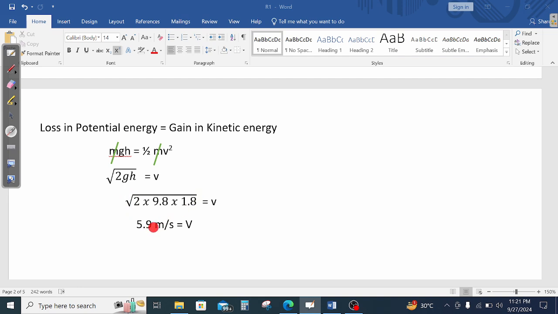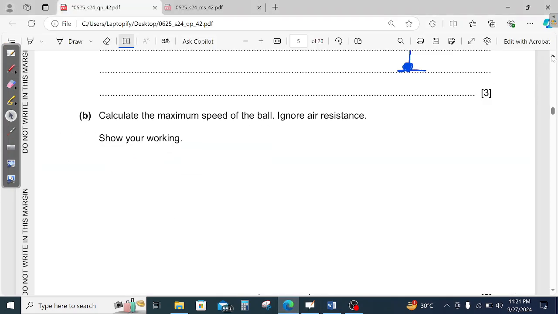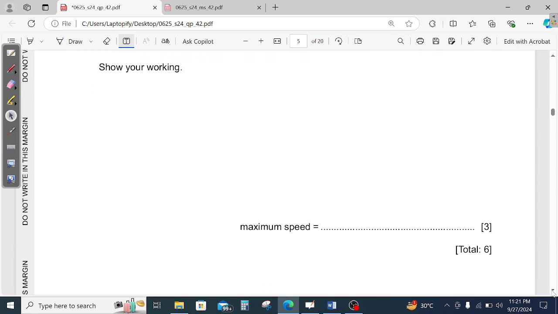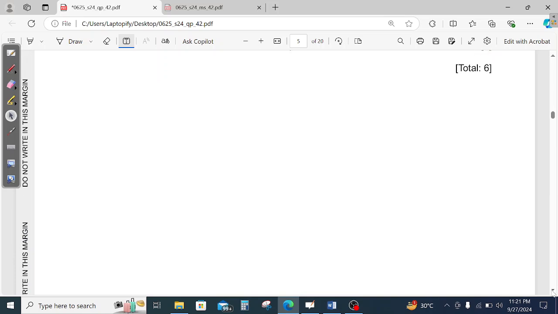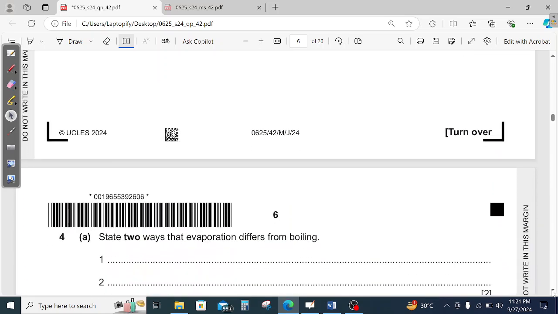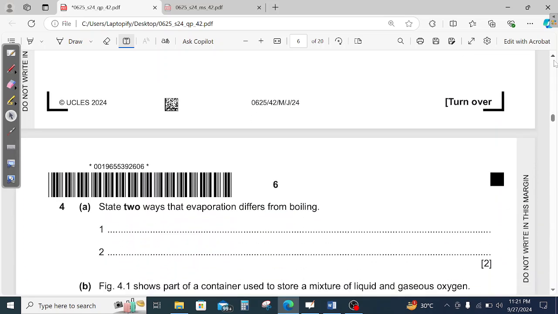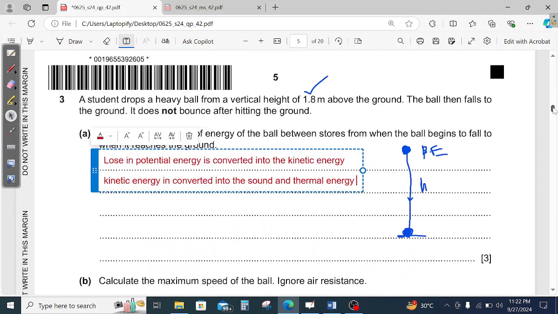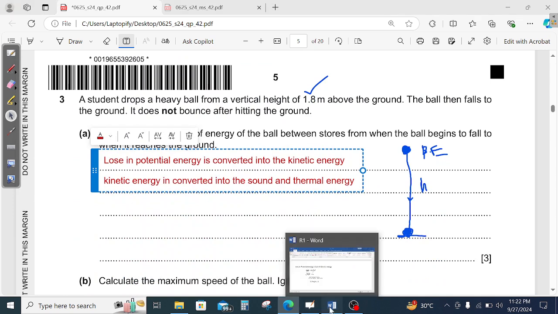It means when the ball moves in the downward direction, as I have shown here, as a result it will get 5.9 meter per second speed. Okay, so I have explained only three questions here, and in the next video I will explain the other questions.